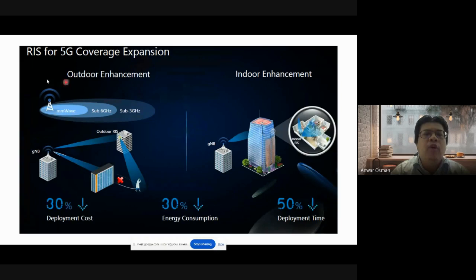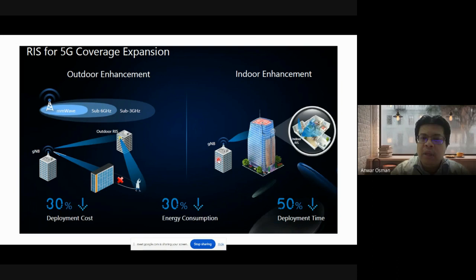Basically, RIS helps to increase coverage expansion, especially in the millimeter wave range, because millimeter wave has very low propagation compared to sub-gig or sub-3 gig. So you can improve this by using RIS to make it smarter. If you have a base station here and there is an obstruction or another building, the direct signal cannot reach the person, right? So you use RIS to reflect. That's one way.